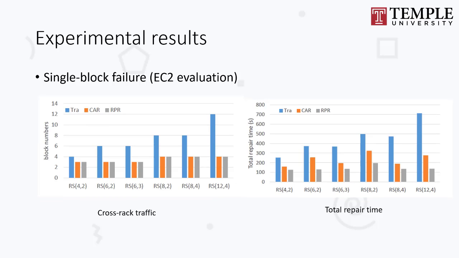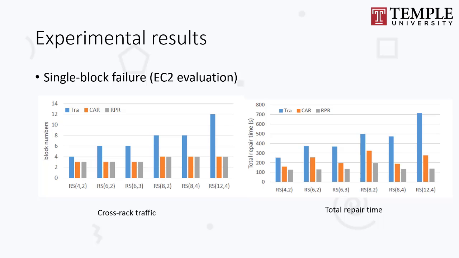For EC2 evaluation in the single block failure scenario, we use the same code configuration as in the CMIX simulation to compare the total repair times of the traditional repair, CAR, and RPR. The cross-rack traffic is the same as the CMIX simulation. The right subfigure shows the total repair time results, which indicate that the repair time difference of CAR and RPR is more significant than the CMIX simulation results. This is because in EC2 machines, the decoding time with the traditional decoding functions of a 256 megabyte file is around 20 seconds, while our optimized decoding function only costs around 2.5 seconds.